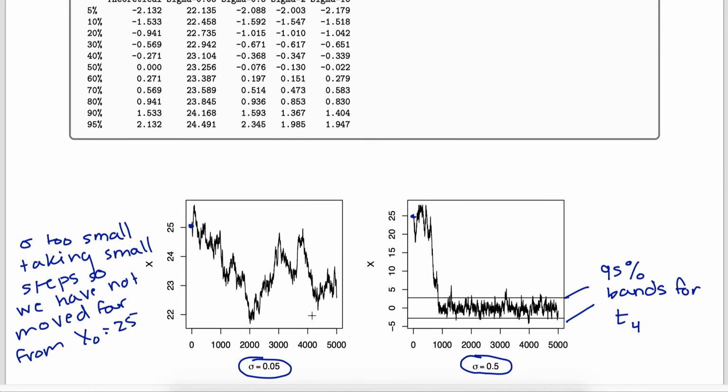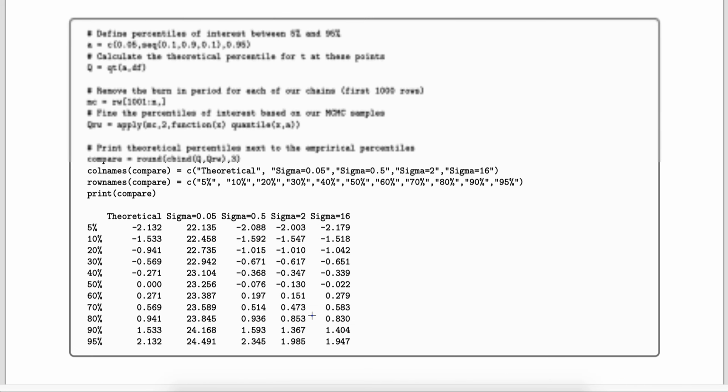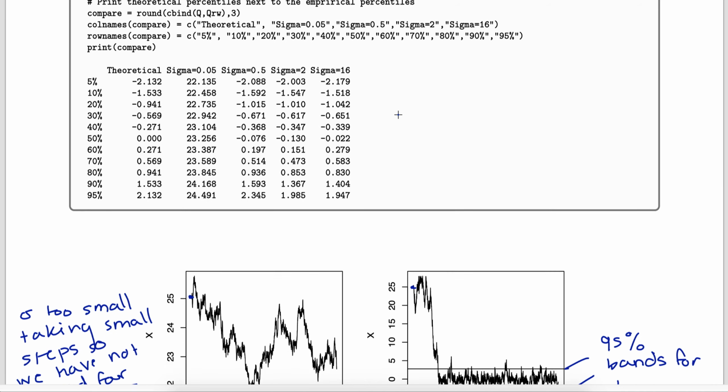All right, back up here, I just want to mention this idea of burn-in period. So you'll see here in the second bit, remove the burn-in period. That's that first bit while the chain is kind of wandering around before it finds its stationary distribution. So it's common practice to toss out and remove the first 1,000 or 10,000, depending on how long you run your chain, how long it takes to converge.